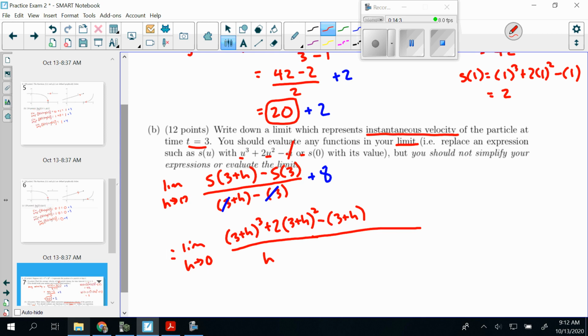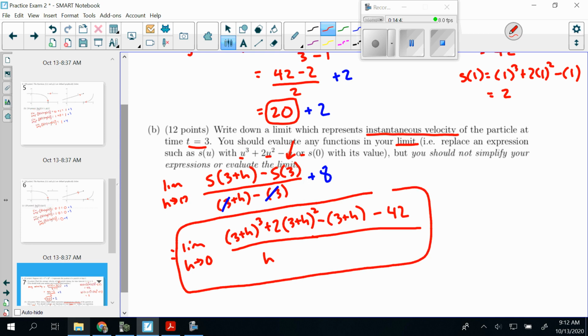Now we have to plug in for s of 3. We've already figured that out from part A. That comes out to be 42. And you didn't have to go any farther than this because they said you do not need to simplify, just substitute in. That was 4 points of the problem. So that's what they were looking for on that.